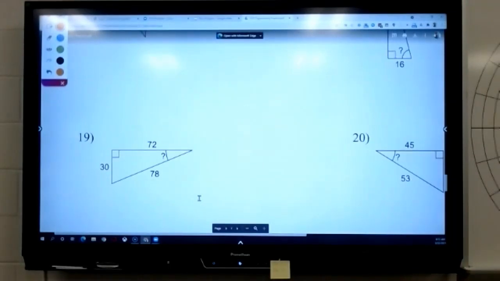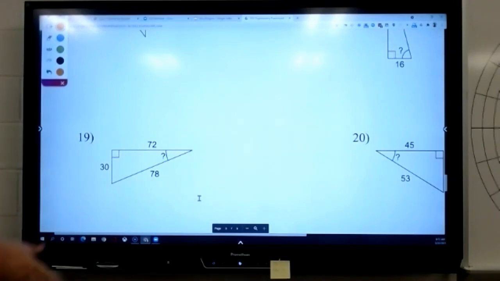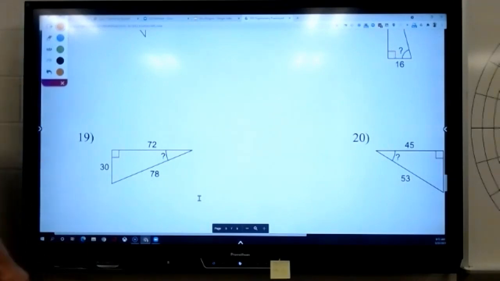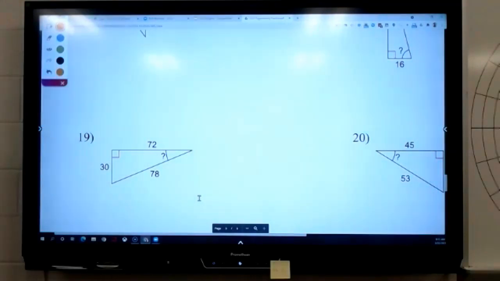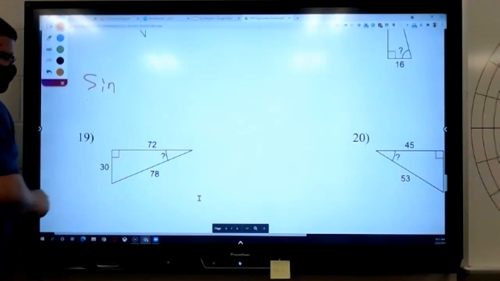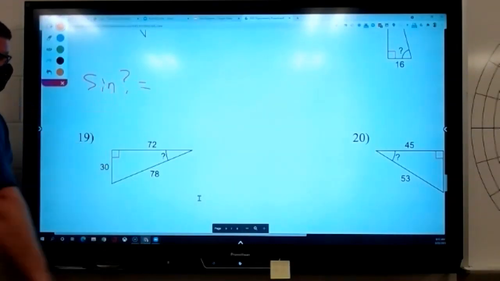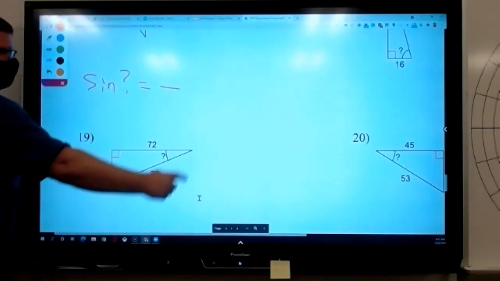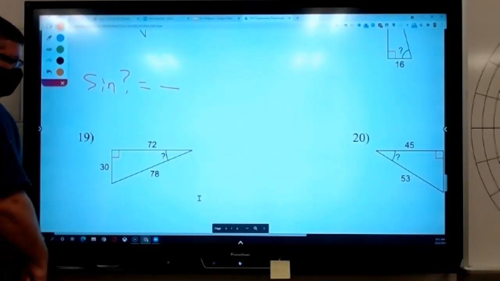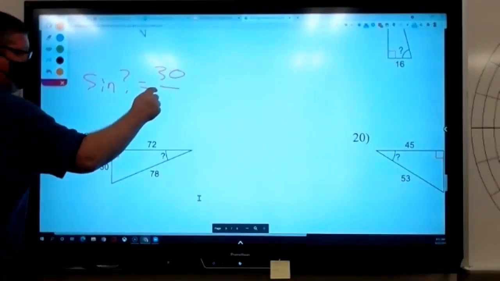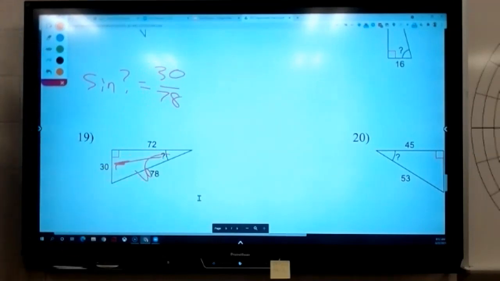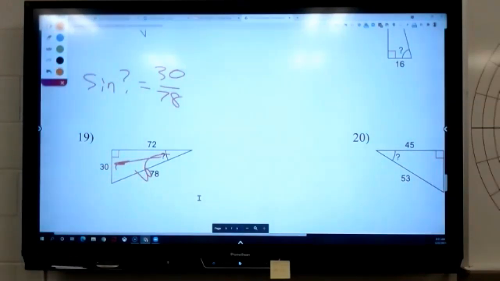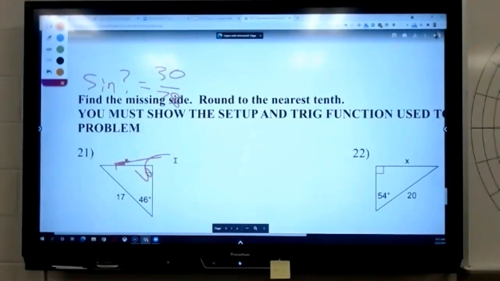All right, what we got? Riley, what you got? What do you want to do? Sine, gotcha. Okay, sine of question mark equals what? 30 over 78. She's 100% correct because it's opposite over hypotenuse, and she can do the inverse sine of both sides, right? Okay, Tabitha, we're going to do something else.